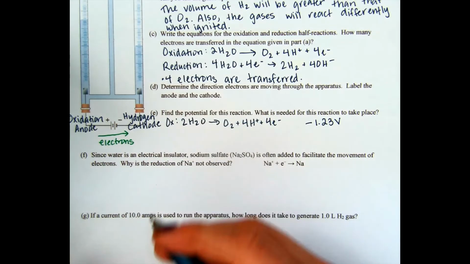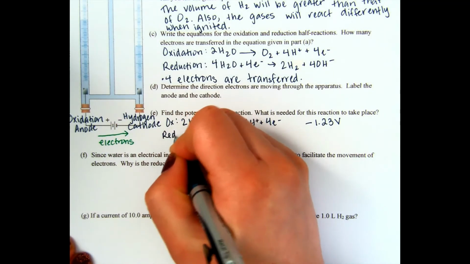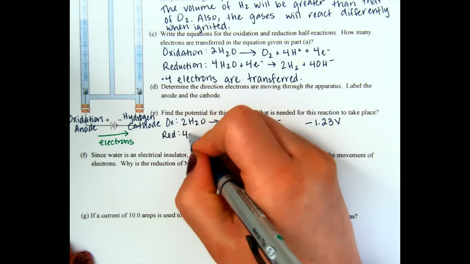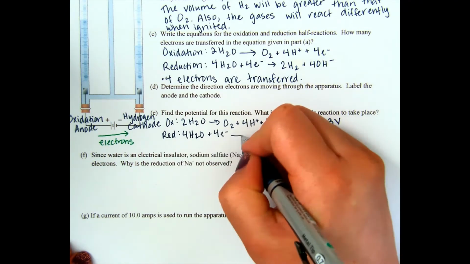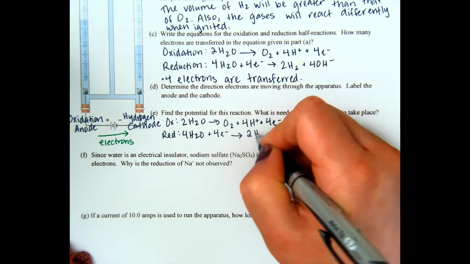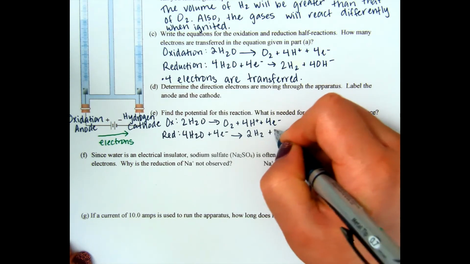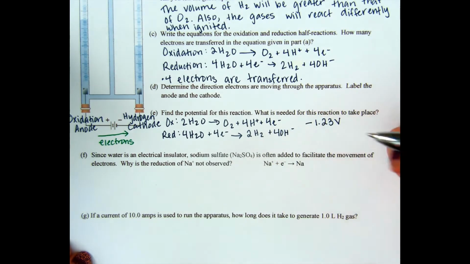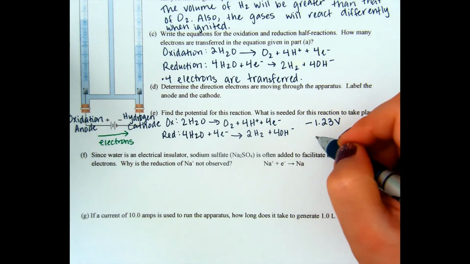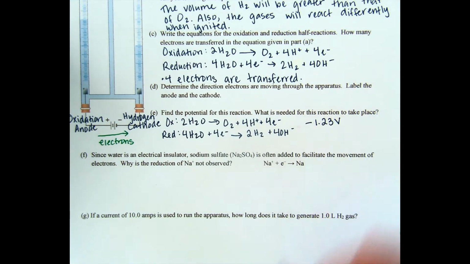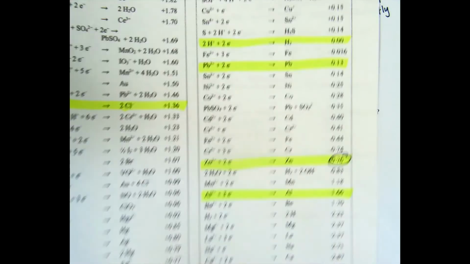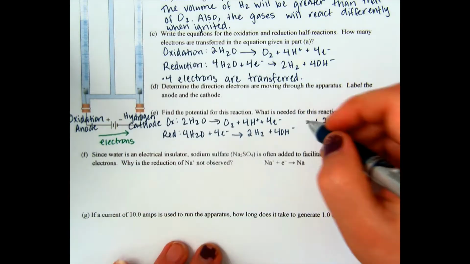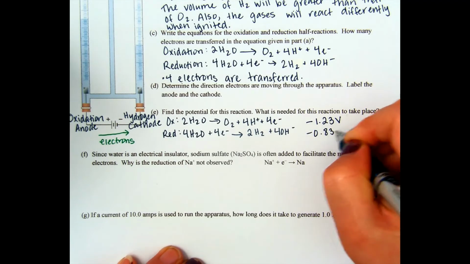Now my reduction half reaction was 4H2O plus 4 electrons goes to 2 hydrogen gas plus 4 hydroxides. And I just looked this value up on my table. I didn't have to do any flipping because it was already the reduction, because it's a table of reduction values after all. So I got negative 0.83 volts.